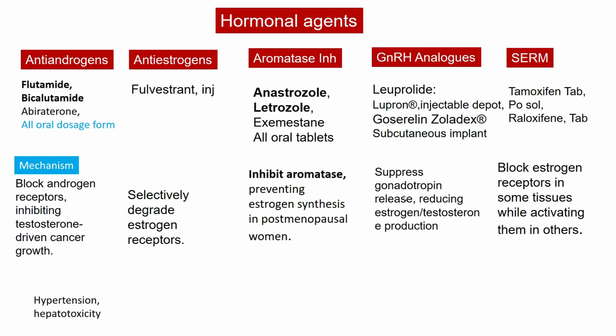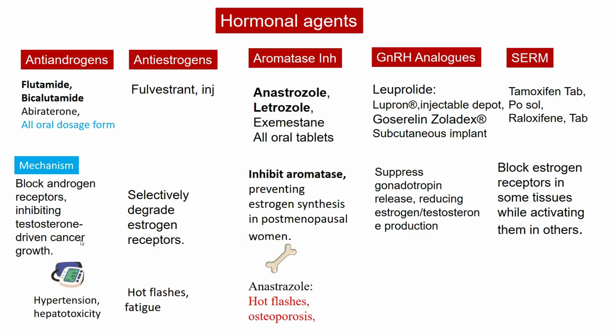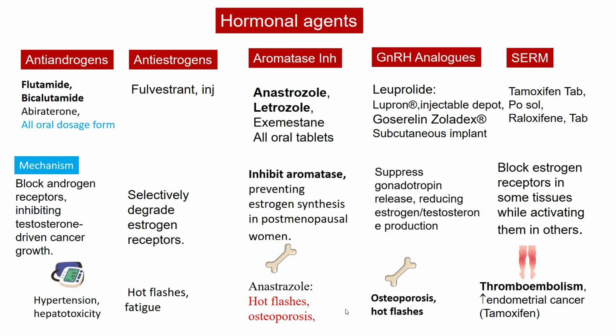Hypertension: anti-androgenic drugs, especially flutamide, can increase blood pressure, and fulvestrant can cause hot flashes. Anastrozole is also known to cause hot flashes and osteoporosis, and the other drugs, leuprolide, Lupron, can likely increase the risk of osteoporosis and hot flashes as well. Whereas tamoxifen is known to increase the risk of thromboembolism, which is much higher. So those are the drugs' major toxicities.